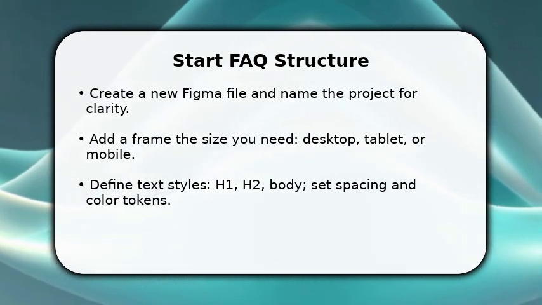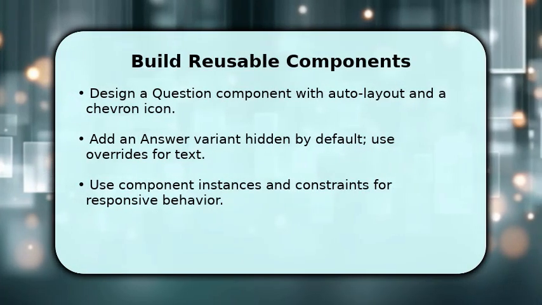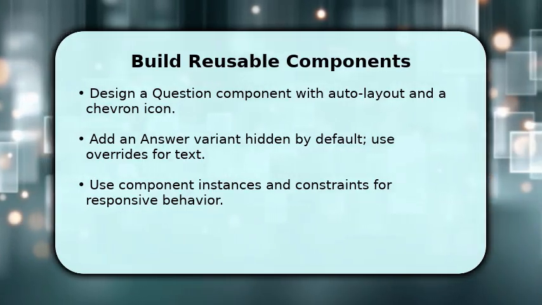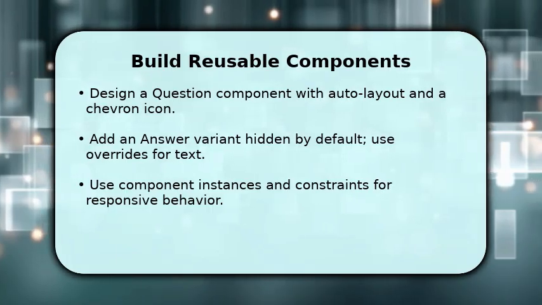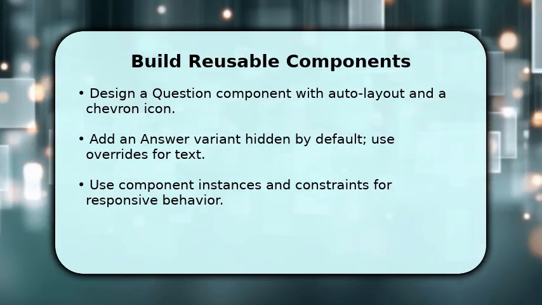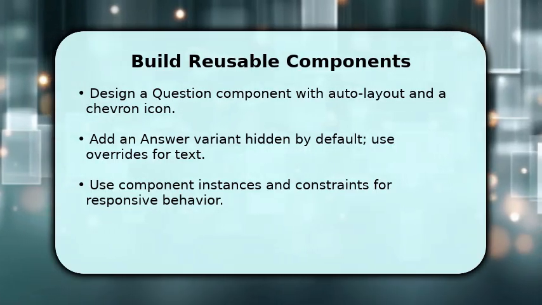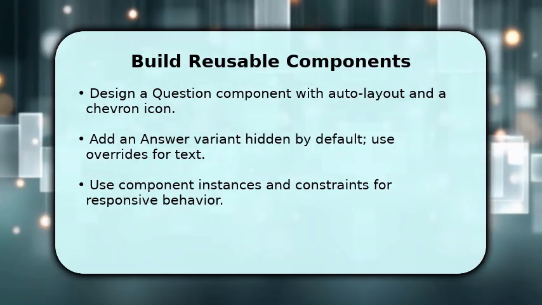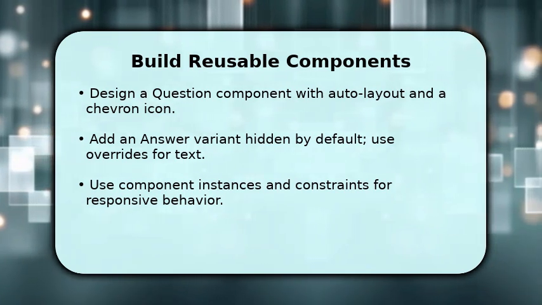hand off the file. Now you build components. Craft a question block using auto layout and include an interactive chevron icon. Then make a component variant for the answer, hidden by default so you can toggle visibility without duplicating layout. Once created, use instances across the frame and wire up overrides for unique text. Make sure to set constraints and resizing rules so the FAQ adapts to different frame sizes. This approach reduces manual edits and ensures every FAQ entry behaves the same when you update styles or spacing.